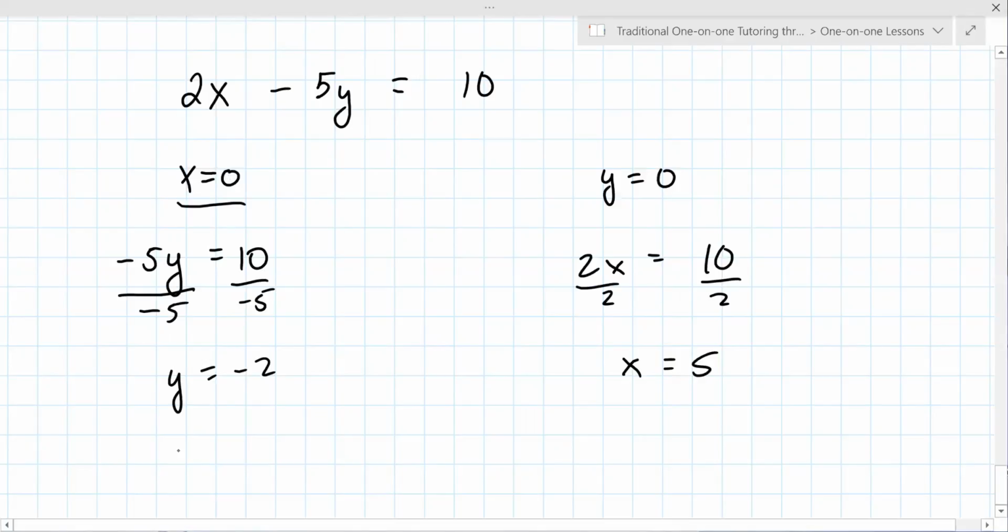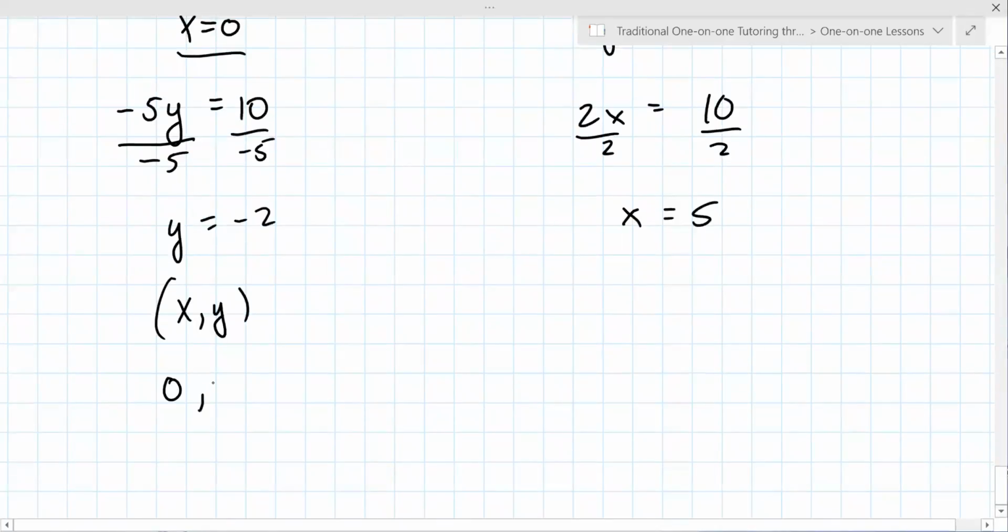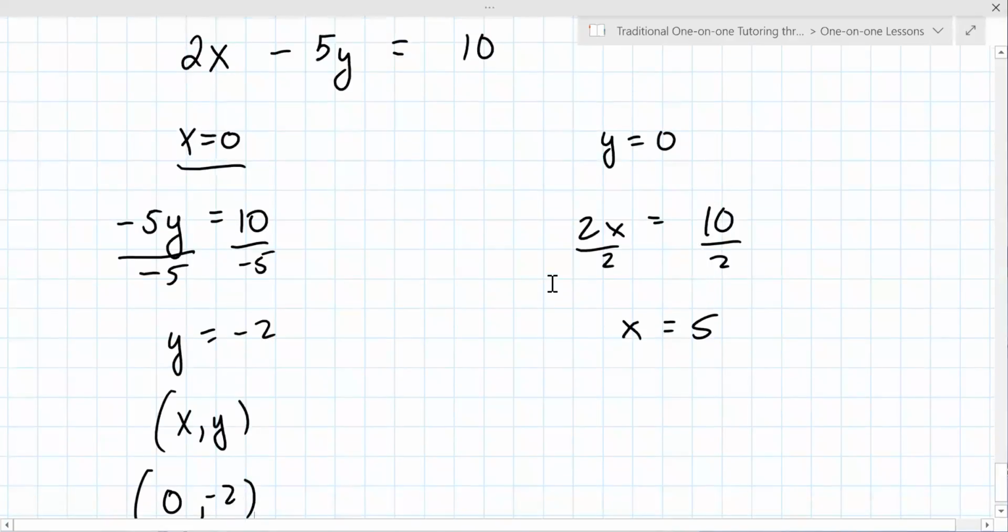So these go together, right? It's x comma y. So when x is 0, y is negative 2. When y is 0, x is 5, but you always put x first. So it's 5 comma 0.